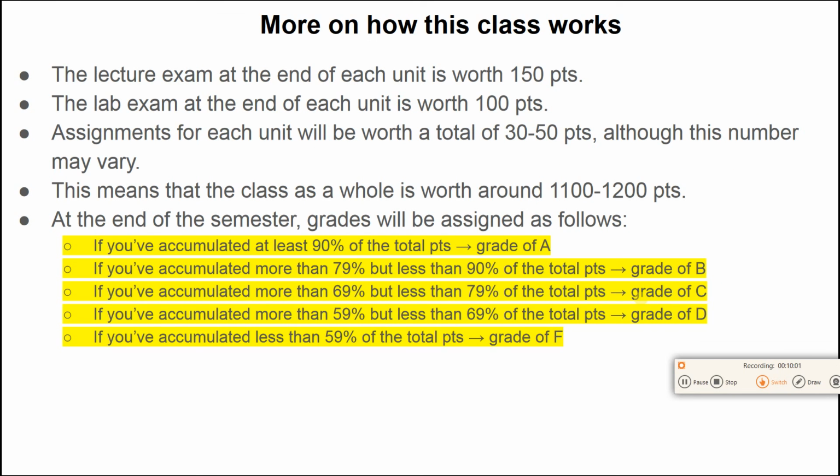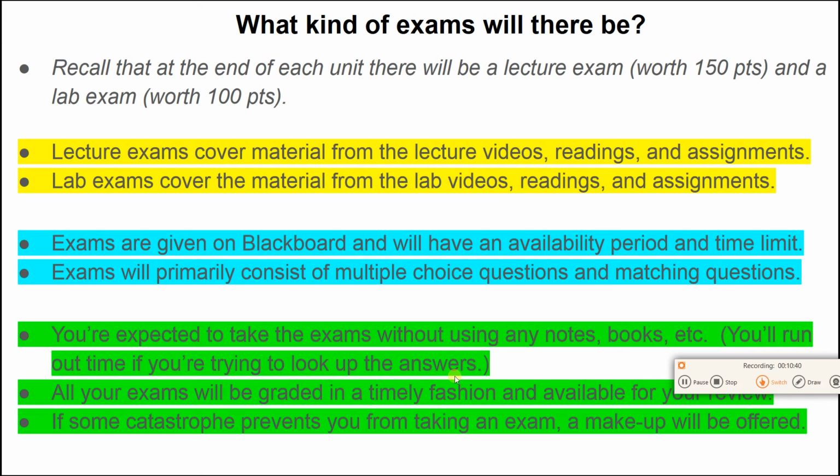As far as grading goes, lecture exams are worth 150 points. Lab exams 100 points. Assignments in a unit will generally be around 30 to 50 points. It's going to vary a little bit. So by the end of the semester, we're going to have somewhere between 1,100 and 1,200 points. Kind of depends on how much homework I give you. If you got 90% of the total points or more, boom, you're in an A. If you're 79 to 89 and change, you are in a B. If you're 69 to 79, you're in a C, and so forth. Okay, pretty straightforward.